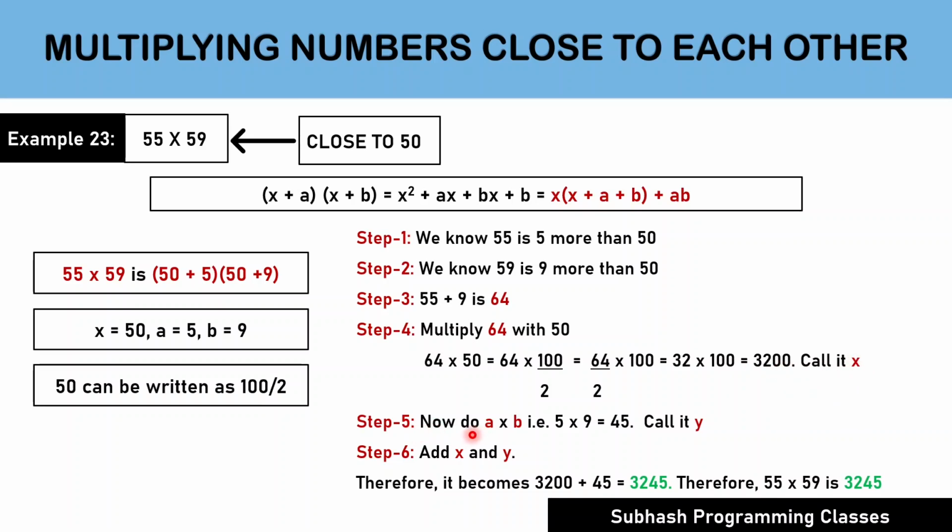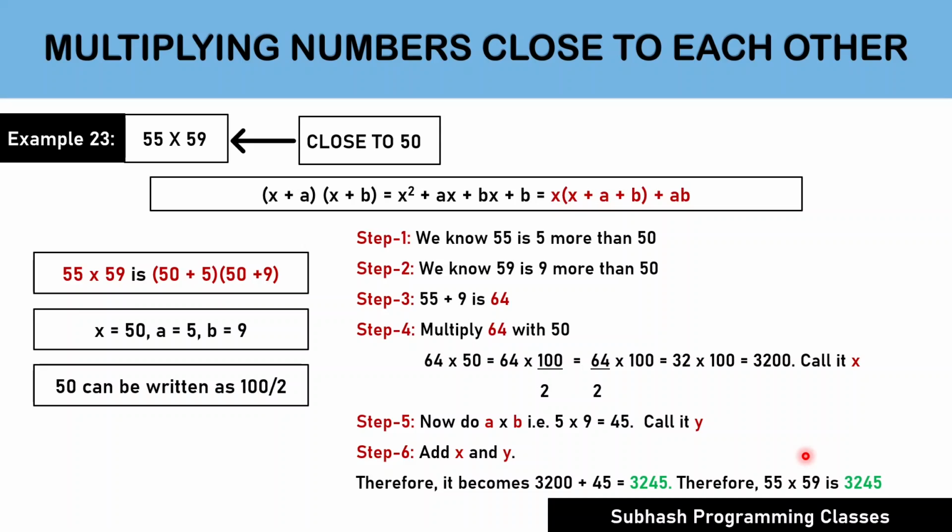Now as step 5, we have to multiply a and b, that is nothing but 5 and 9, and we'll call it y. In our example, 5 multiplied by 9 is 45, and let's call it y. And as a final step, we have to add both x and y. In our case, x is 3200 and y is 45, and adding these two numbers, we get the final answer as 3245. Therefore, 55 multiplied by 59 is 3245. Though it looks complicated initially, if you practice for quite some time, it becomes really very easy.